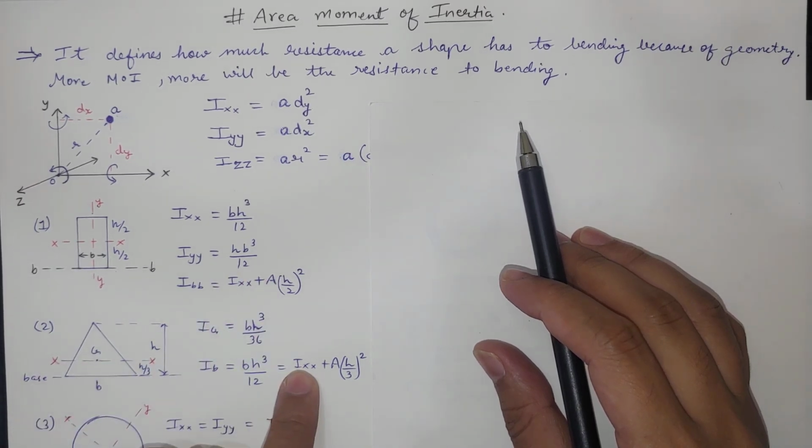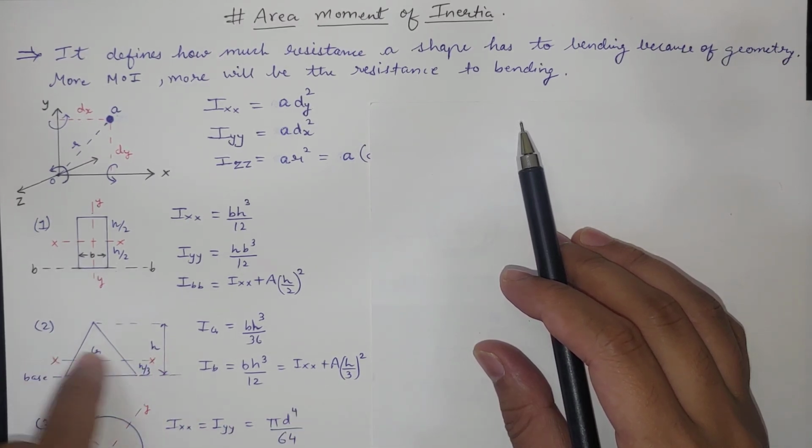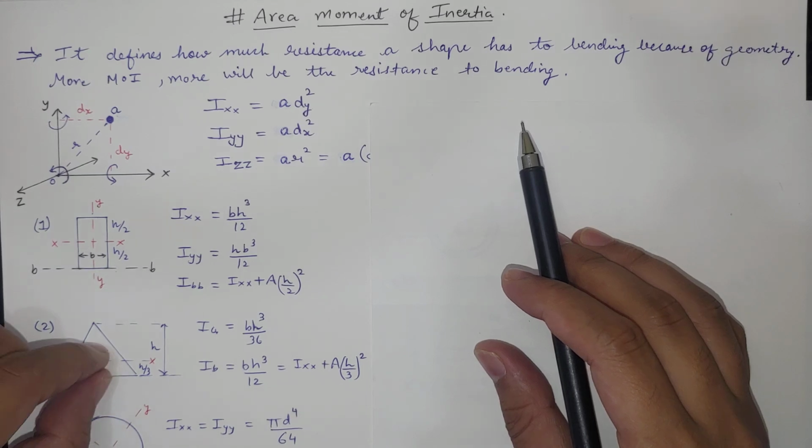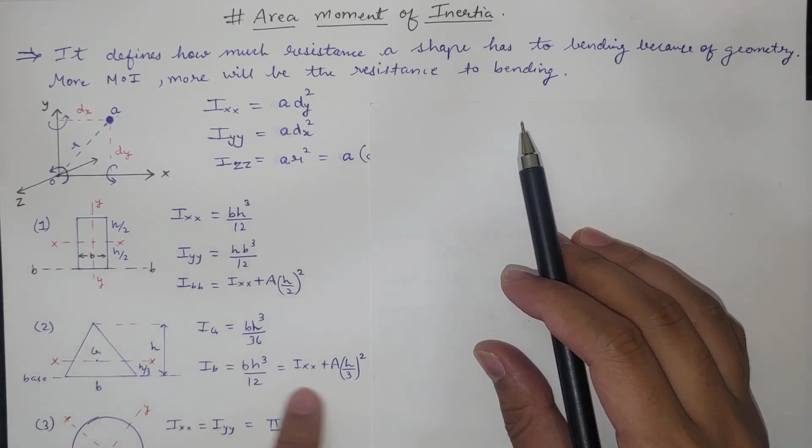Like here, Ixx plus area of the triangle into the distance between these two axes, which is h by 3. So inertia with respect to x-axis plus area into the distance between these two axes. So this is how we can calculate IB, which will be, if we solve this by putting Ixx here, Ixx and Ig are same. So here IB will be bh cube by 12.